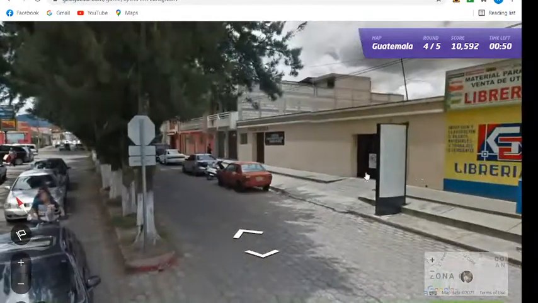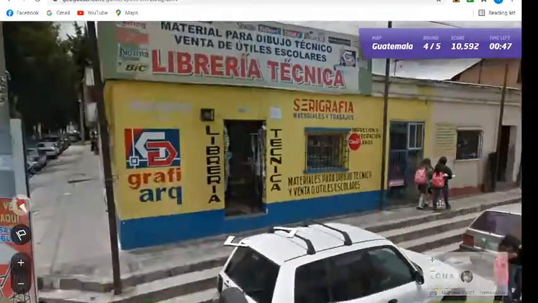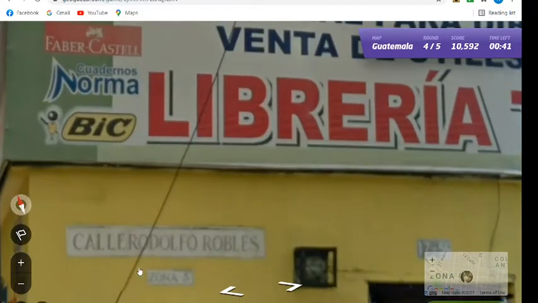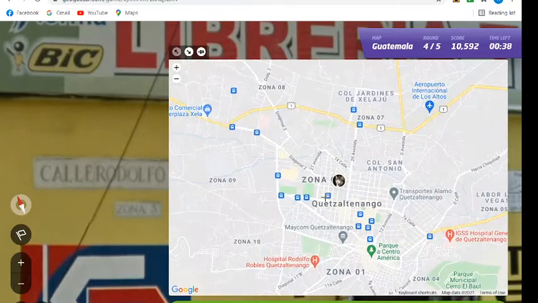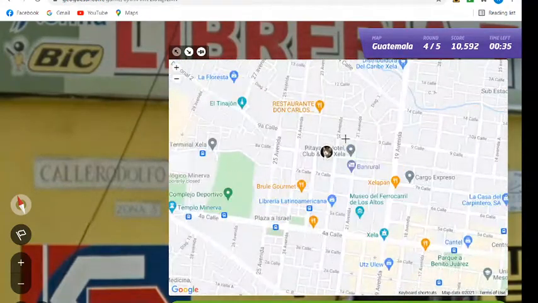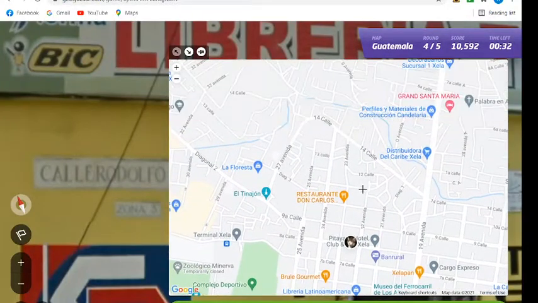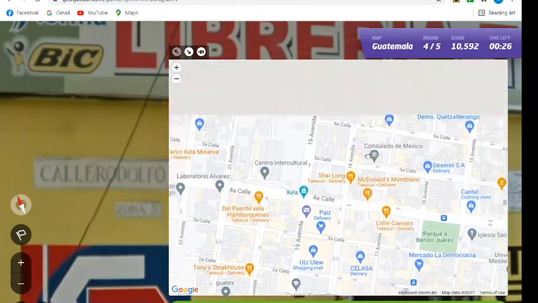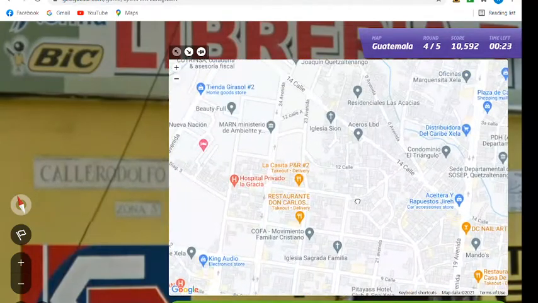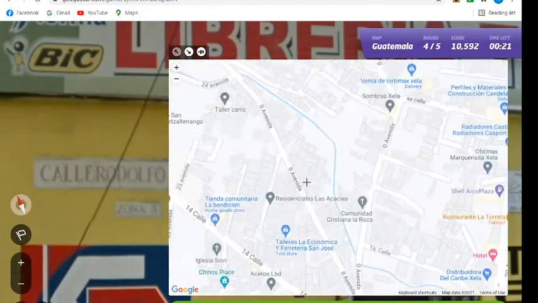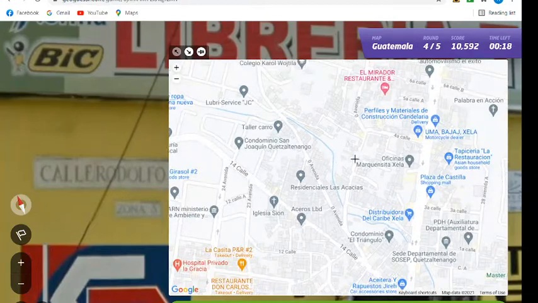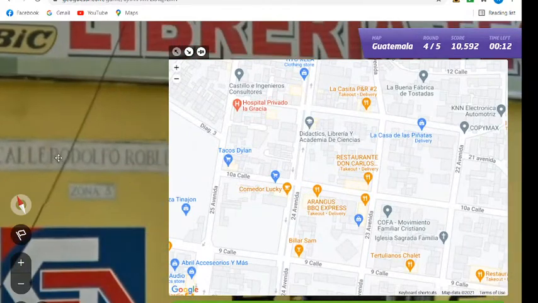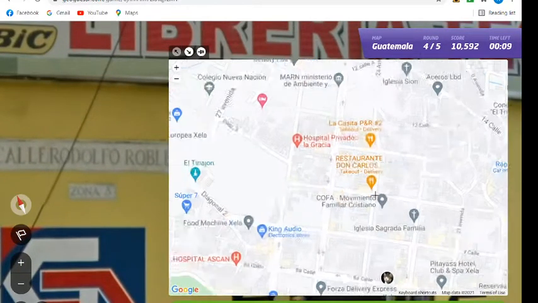We have, yeah, Libreria Technica. We have Calle Rodolfo Robles, Zona Tres. Okay, so that's Zona Tres. Looks like they're mostly numbered streets. So where's Rodolfo Robles? Oh, Zero Avenue. Okay, that's ominous. Okay, Calle Rodolfo Robles, Zona Tres.